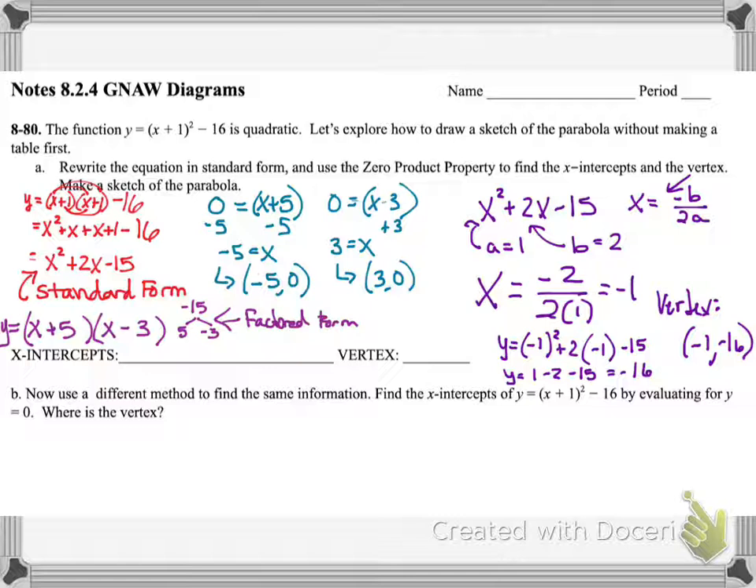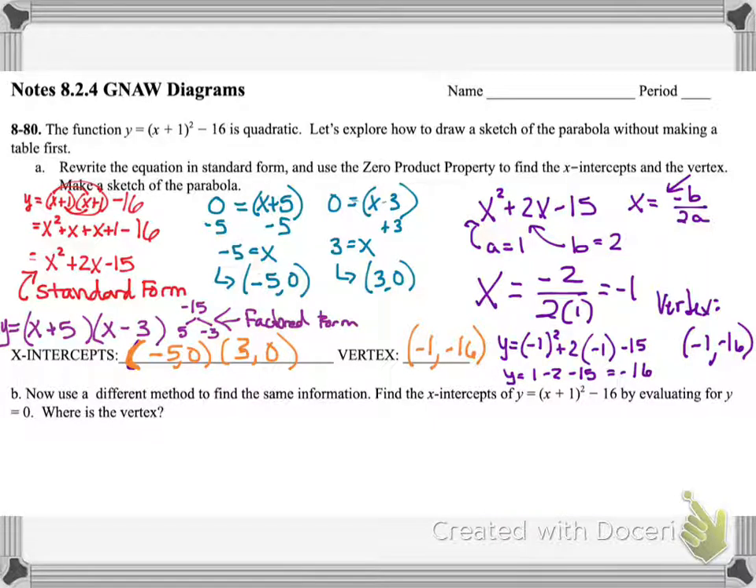My x-intercepts we said were -5, 0, and +3, 0. And my vertex is -1, -16. So it says, now use a different method for the same information. So we have to find the x-intercepts by evaluating this for y equals 0. Okay, I can do that.